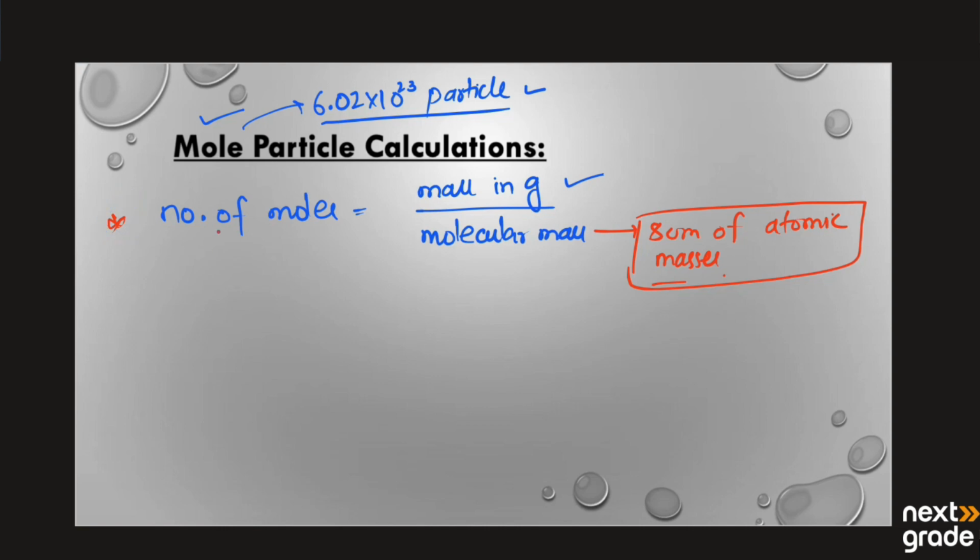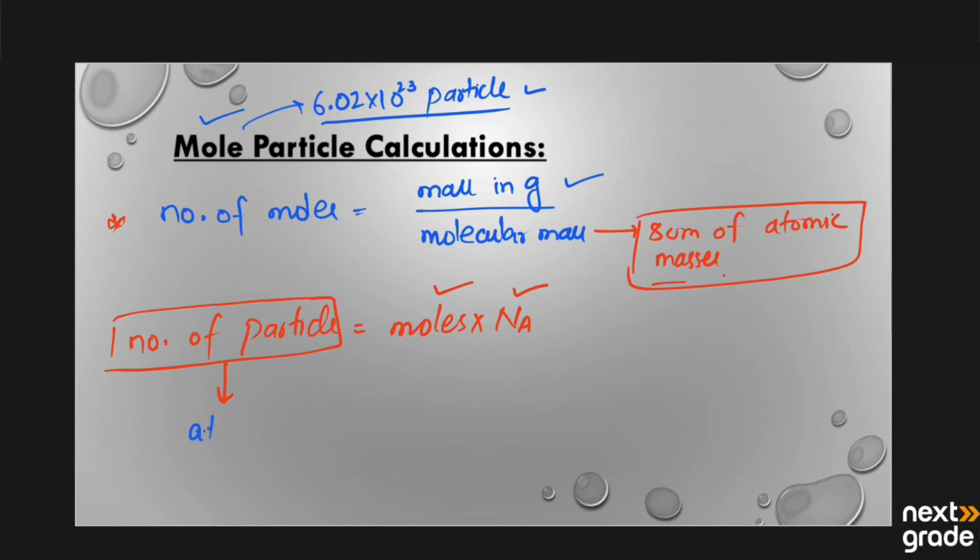Next, we have the formula to find the number of particles. It is a very simple formula. Number of particles is equal to moles multiplied by Avogadro's number. If we multiply Avogadro's number with the number of moles, we can find the number of particles very easily. The particles may be atoms, ions, or molecules as well.